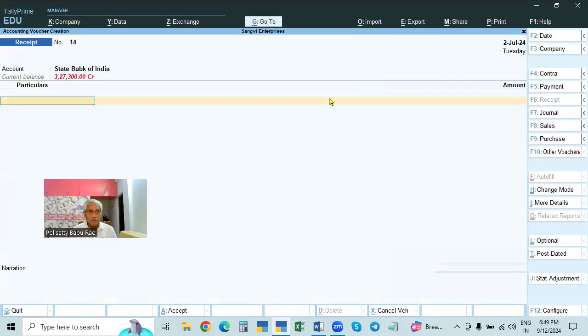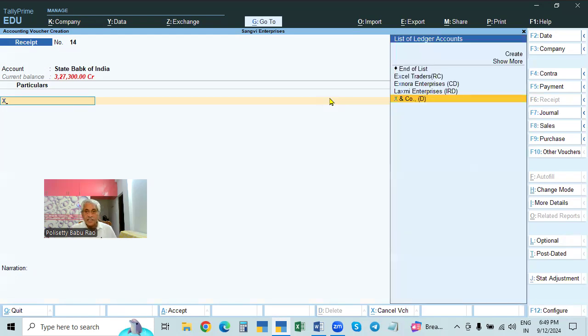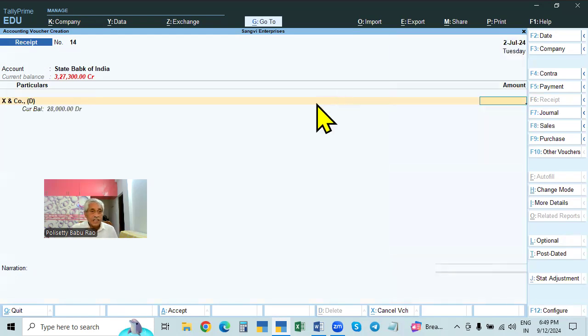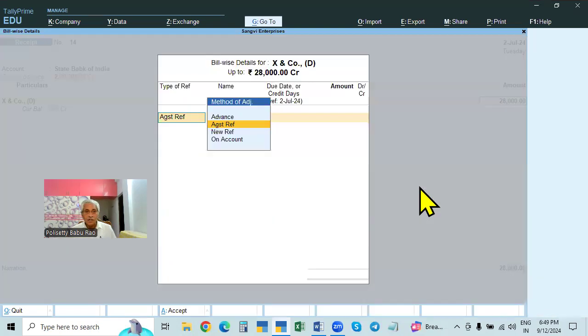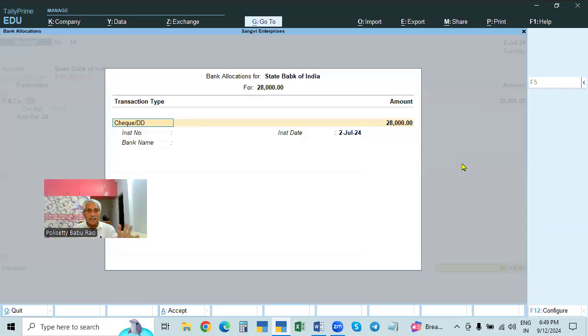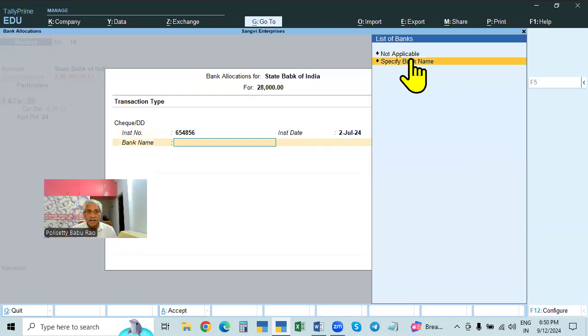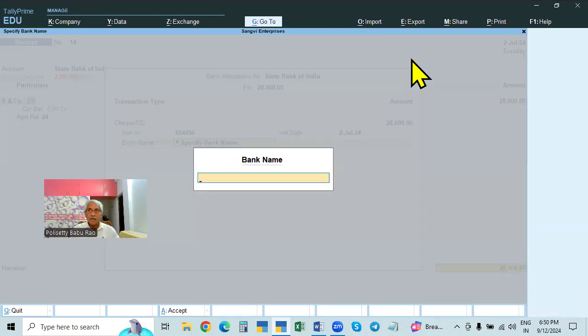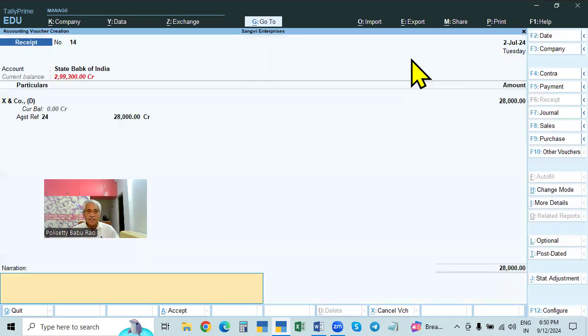We received a check from debtor X and Co. His account has a due amount of 28,000. For example, we received 28,000 from him, against reference 28,000. We received that money through the bank. So we received a bank check, you click, and select the bank name, I think it is Bank of India. So we received the check for the balance.